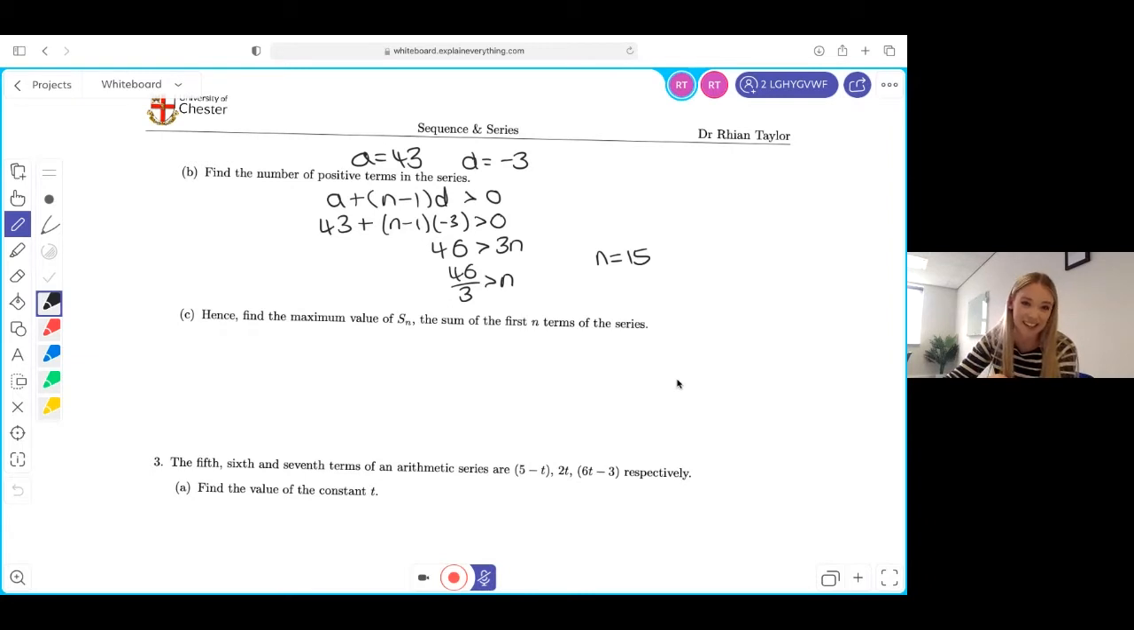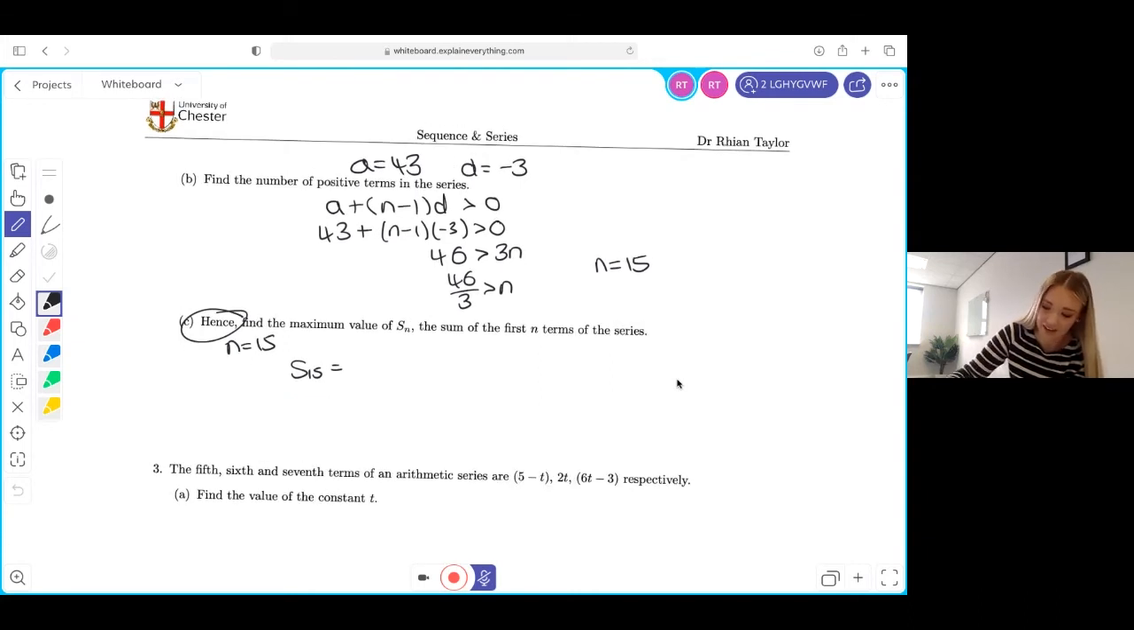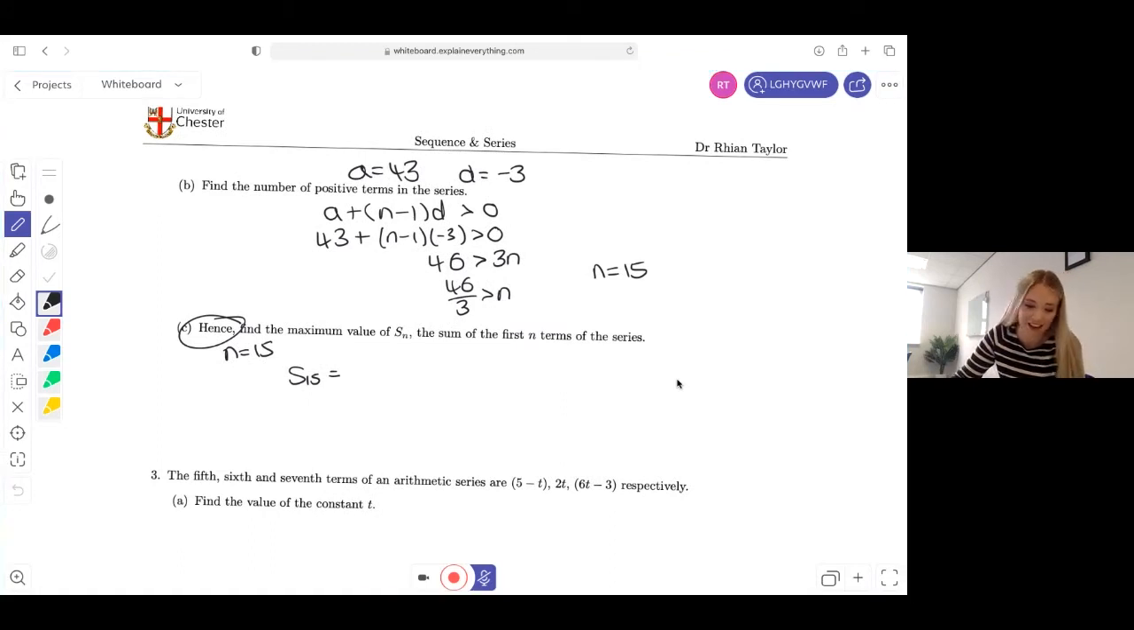This follows on nicely to the next question, which is hence find the maximum value of Sn. If you ever have a hence question, make sure you're using what you've done before. It just makes it much easier for you. So we want the sum of the first n terms of that series. If we use our n is 15, our a and d as before, then it's just subbing everything into our equation again. So we'll have n over 2 times 2a plus n minus 1 d.